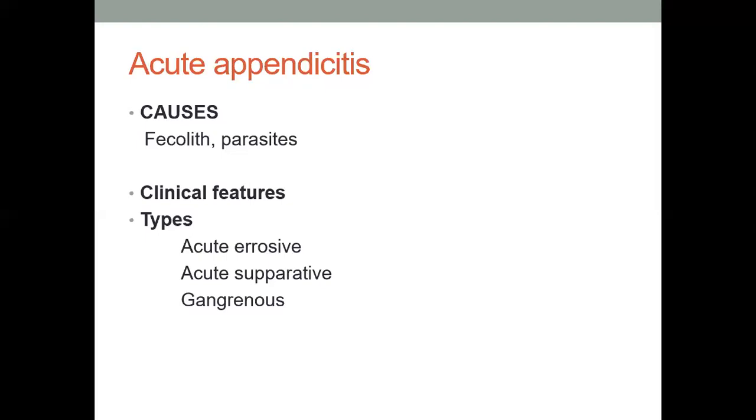So, clinical features: patients present with first pain in the periumbilical area, then that shifts to the right iliac fossa. The patient may have nausea, vomiting, or fever also. And the types of acute appendicitis are acute erosive, acute suppurative, and gangrenous, depending on the pathology.